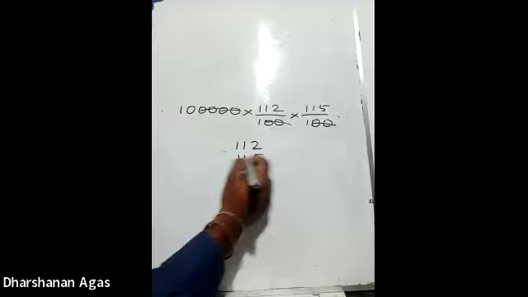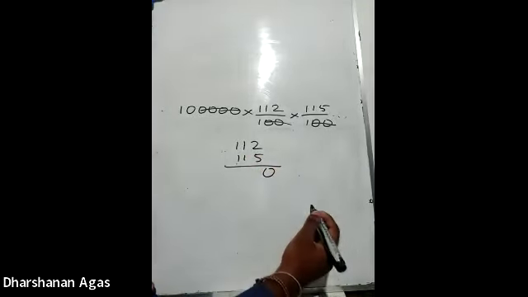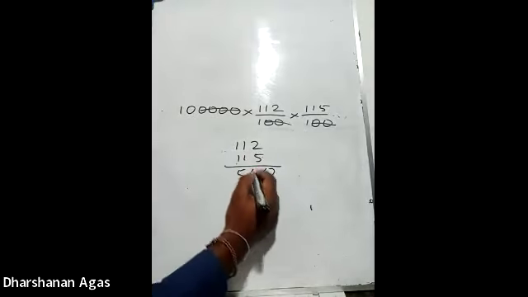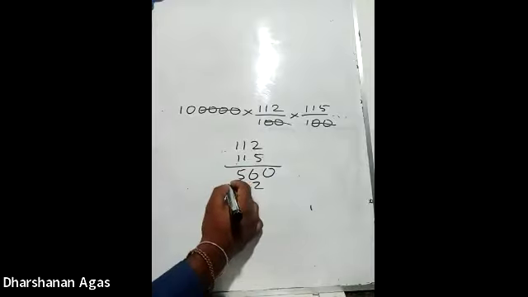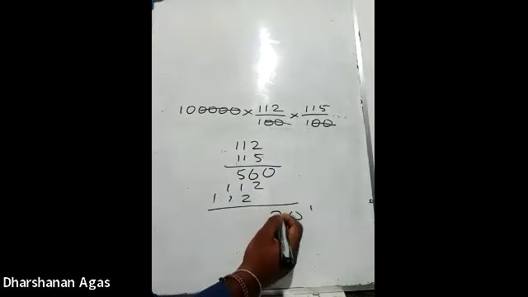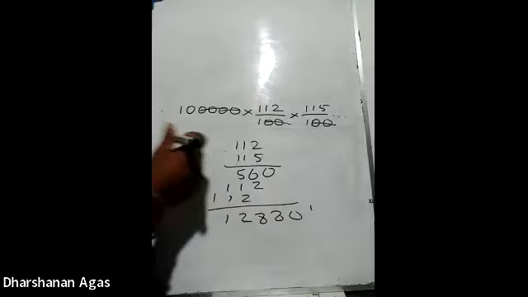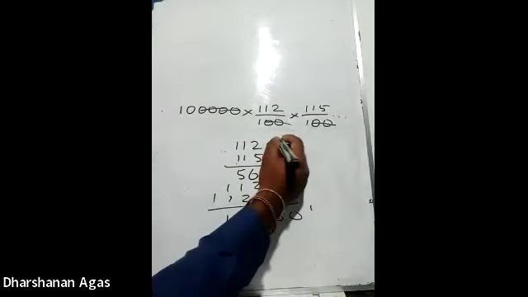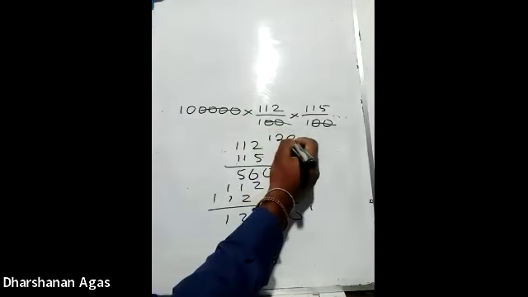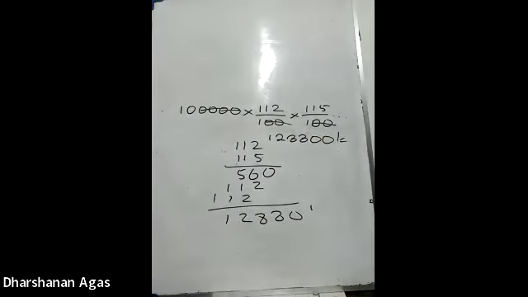112 into 115, multiply. 5 into 2, 10, balance 1. 5 into 1, 5 plus 1, 6. 5 into 1, 5. Then 1 into 2, 1 into 1, 1 into 1. Again 2, 1, 1. Add: 0, 8, 8, 2, 1. After that, multiply by 10, then another 0. Okay, then 128,800 rupees in his bank account.